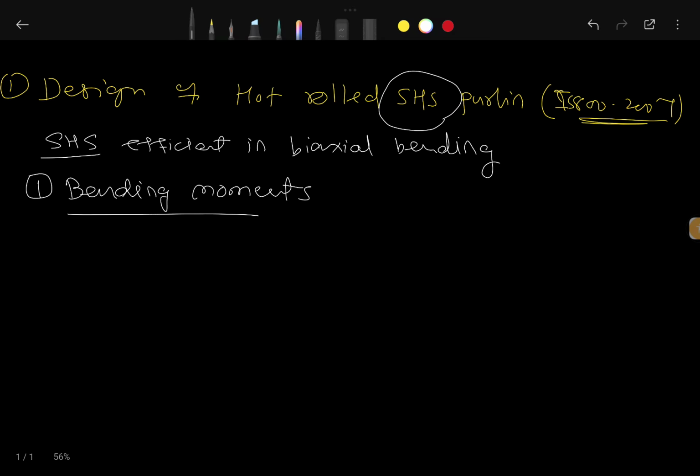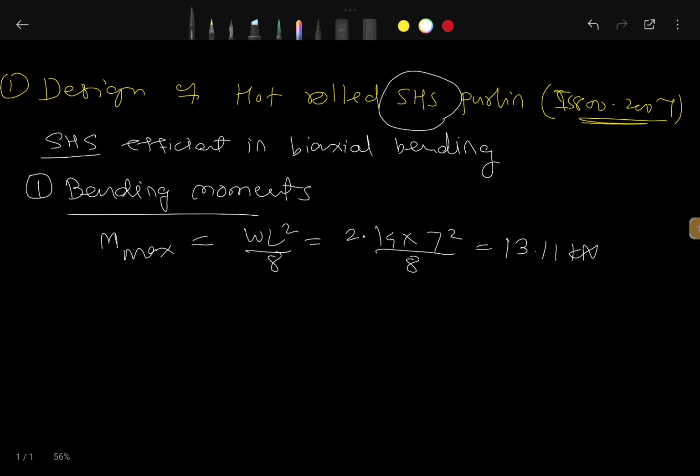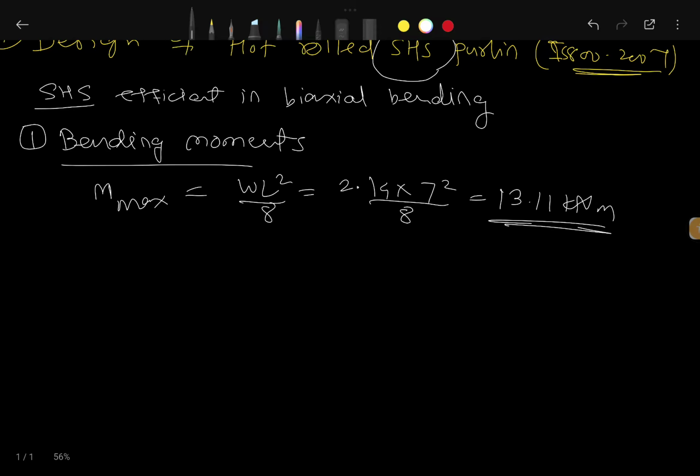For bending moment calculation, we have the formula for a simply supported beam, WL square by 8. So W here will be 2.14 into 7 square divided by 8. The value will come 13.11 kilonewton meter. So this bending moment will come onto this hot roll section. For this 13.11 kilonewton meter, let's try an SHS section selection.